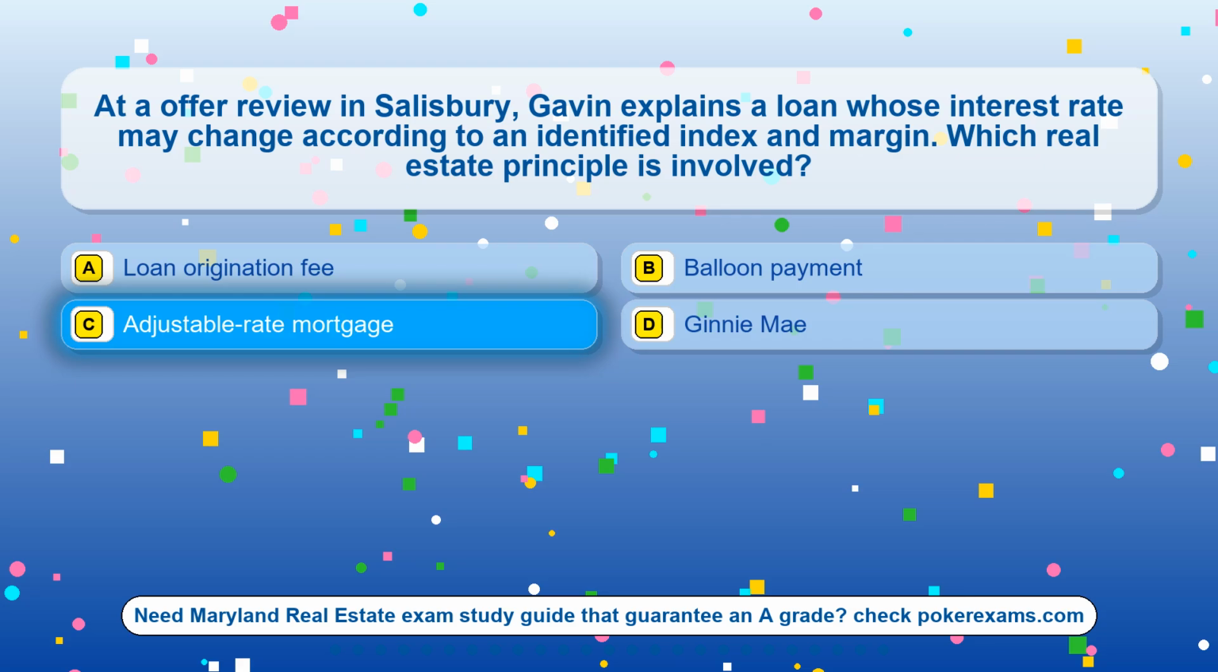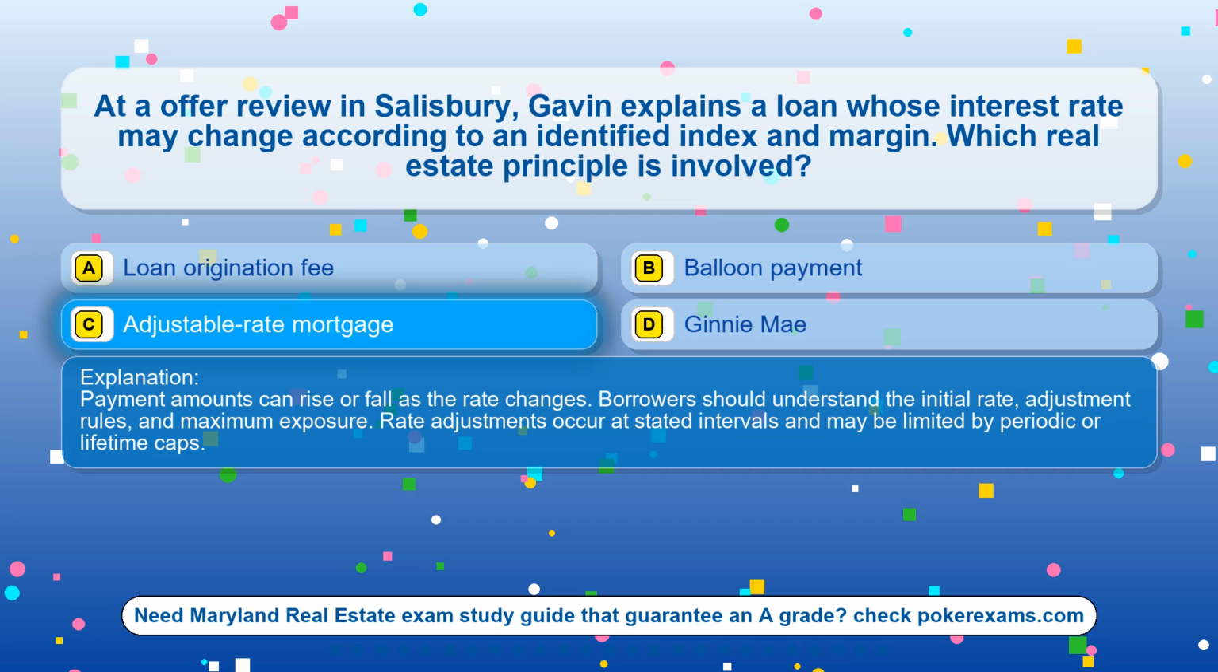The correct answer is option C, adjustable-rate mortgage. Payment amounts can rise or fall as the rate changes. Borrowers should understand the initial rate, adjustment rules, and maximum exposure. Rate adjustments occur at stated intervals and may be limited by periodic or lifetime caps.